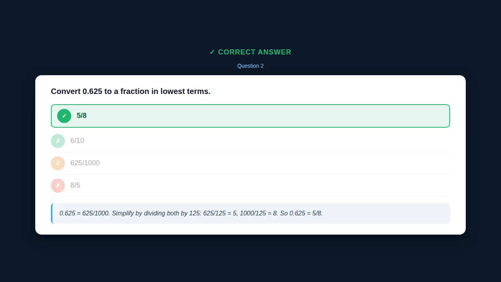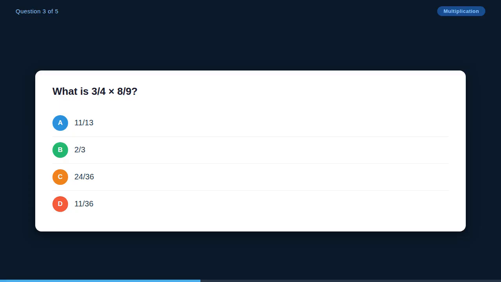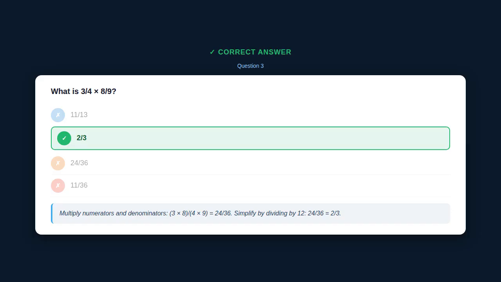Question 3 of 5. What is 3/4 times 8/9? Option A, 11/13. Option B, 2/3. Option C, 24/36. Option D, 11/36. Take a moment. The correct answer is B, 2/3.